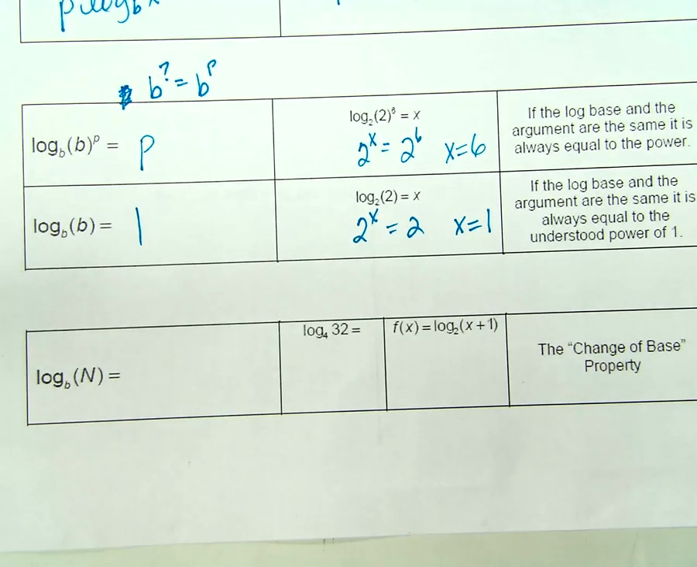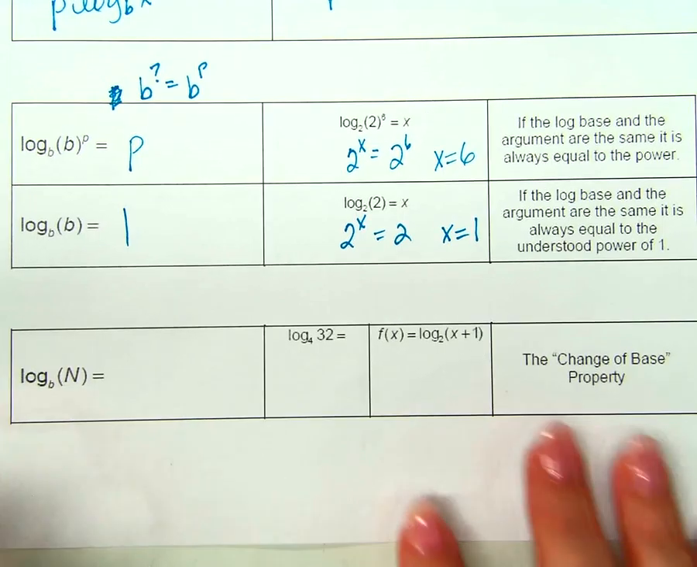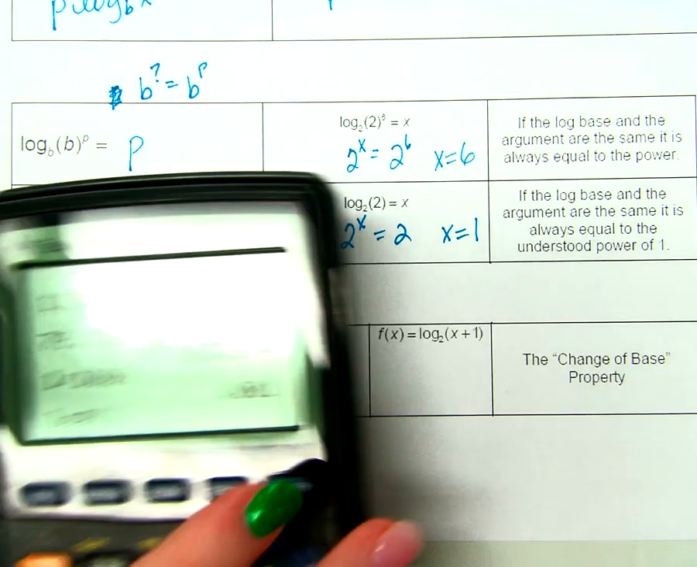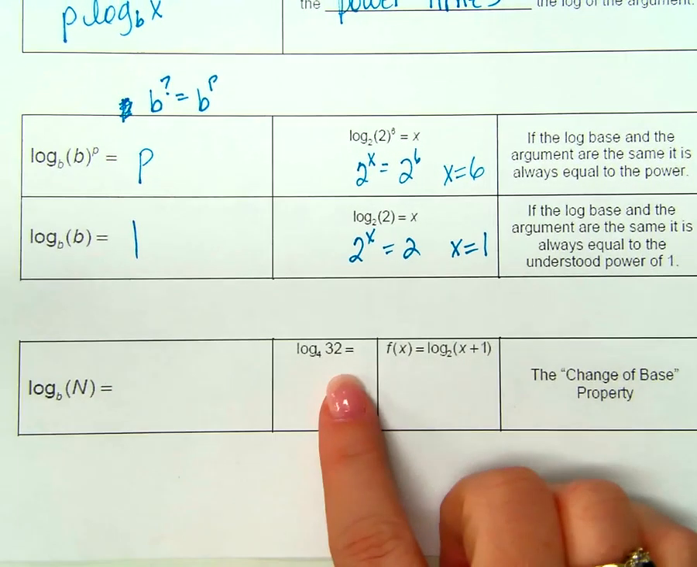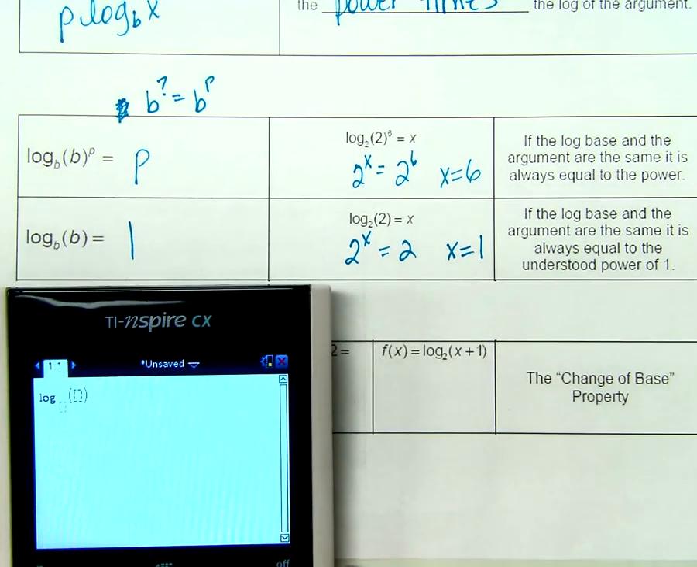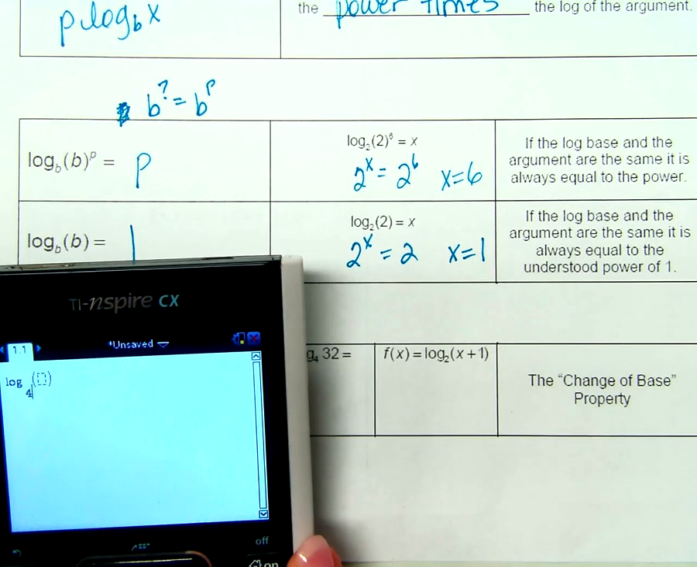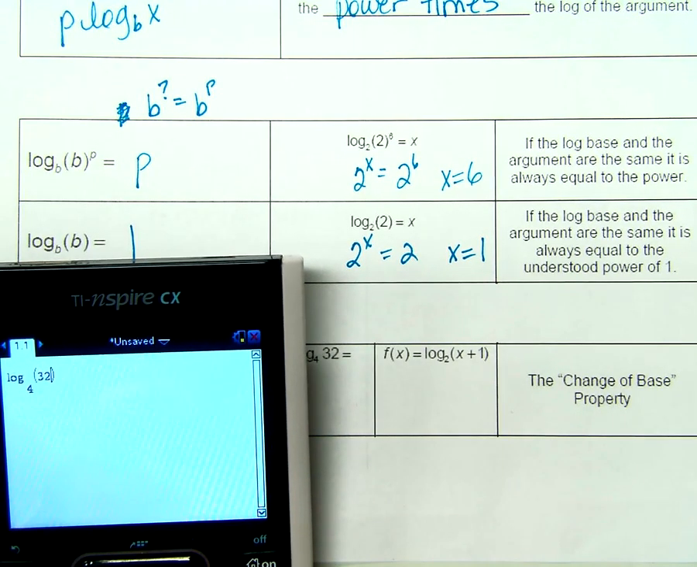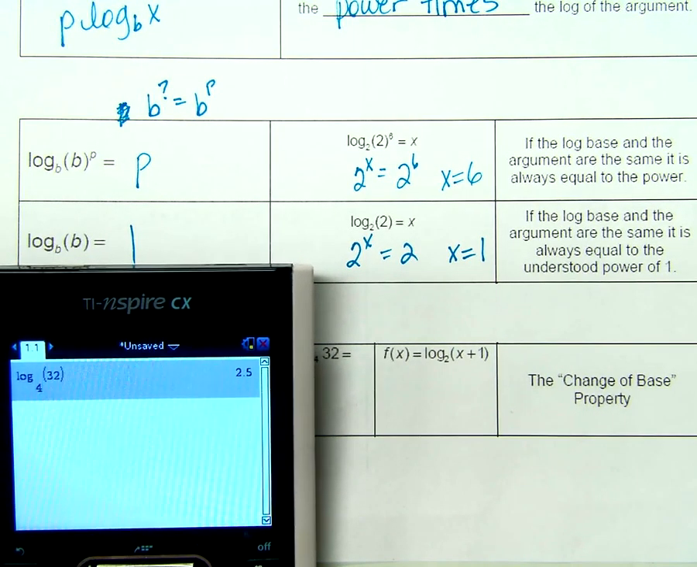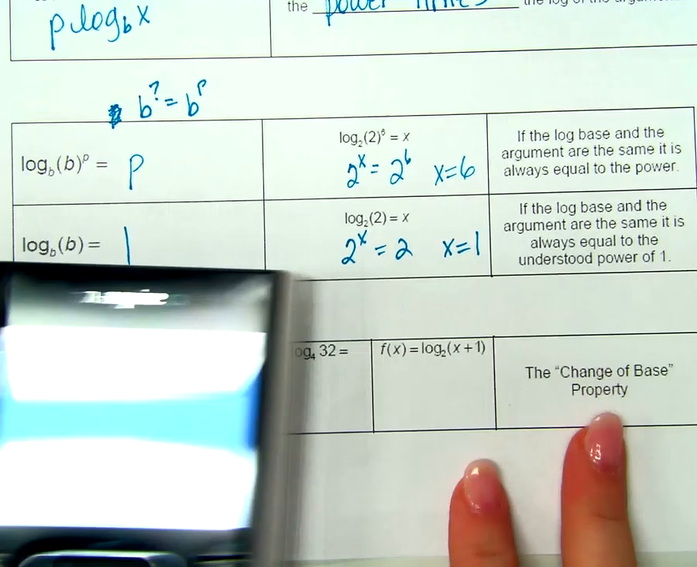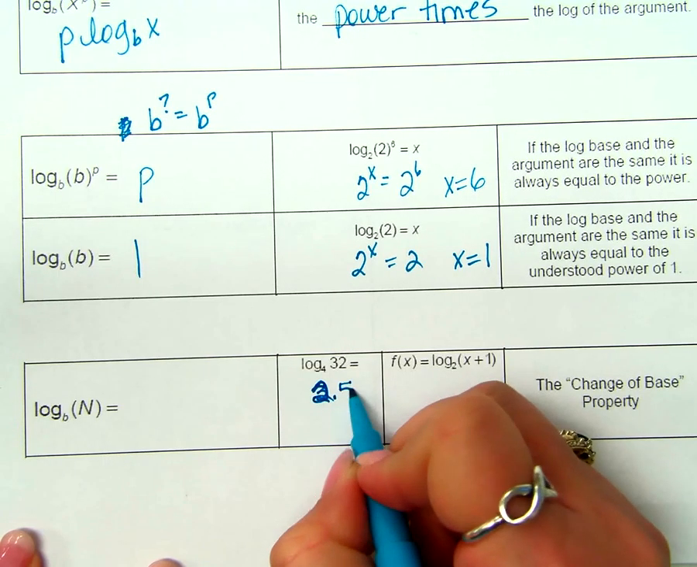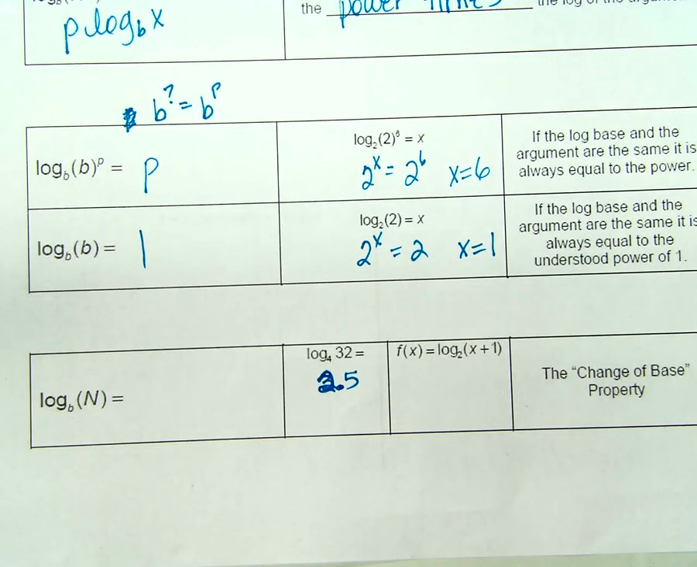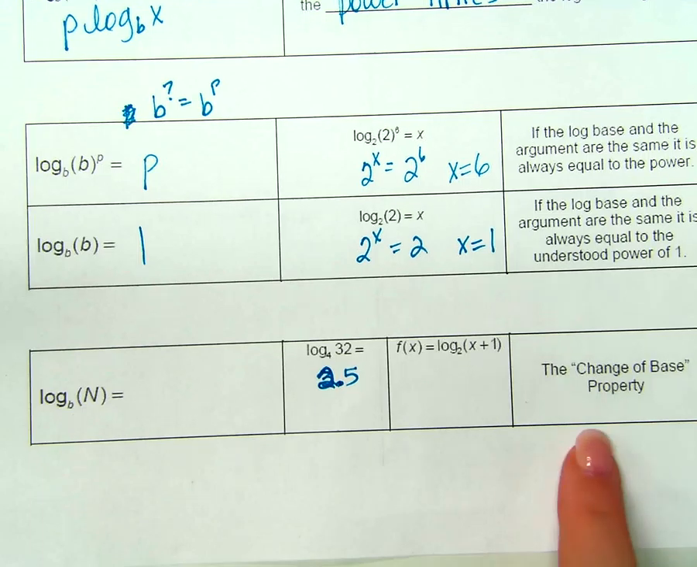Okay? So even with the whole log tables, they had to know the change of base formula. Even with the old calculators that we used for even 4 or 5 years ago, you had to know the change of base formula. Okay? Now if I want to figure out log base 4 of 32, I press in log base 4 of 32. And I get 2.5. Okay? But for kicks and grins, just for laughs, I really actually want to show you the change of base property.